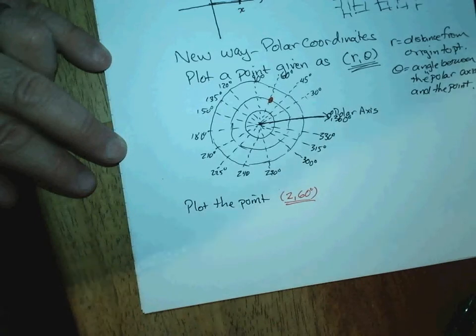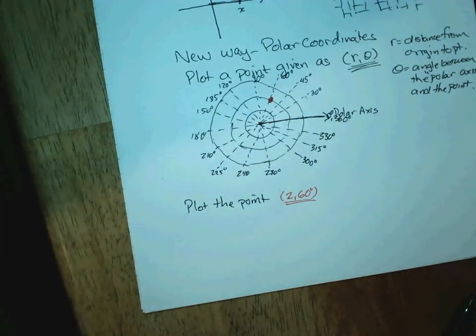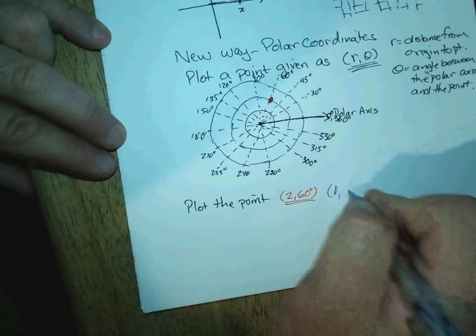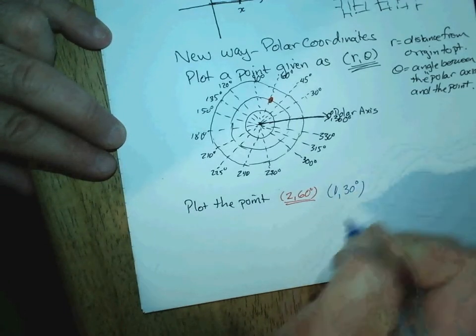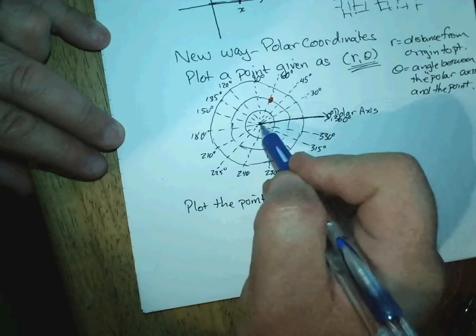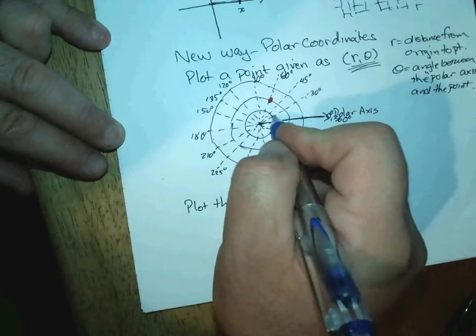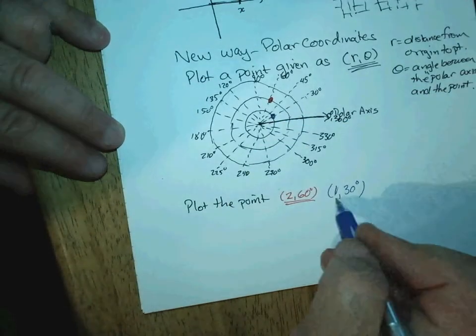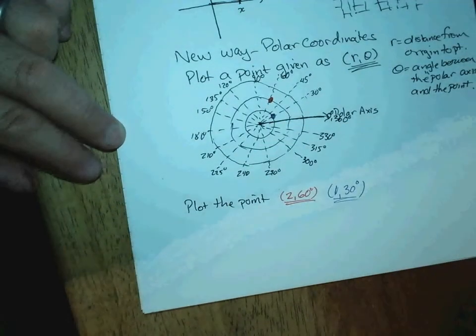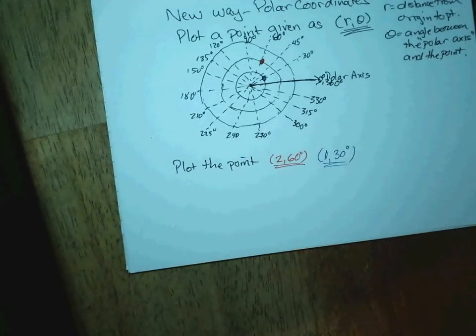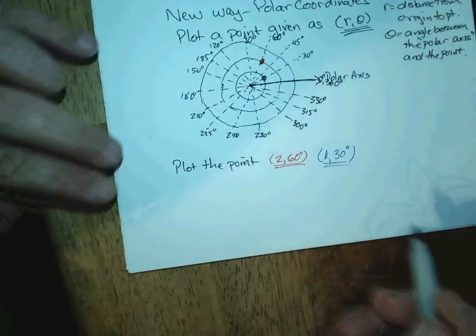Okay. If I wanted to plot the point, say 1, 30 degrees, well, then from the polar axis, I go up 30 degrees, and I go out 1 unit. So that's to the first circle. There's 1, 30 degrees plotted. If I wanted to plot the point, let's grab another pen here. I wish I had more colors. That would certainly be fun.